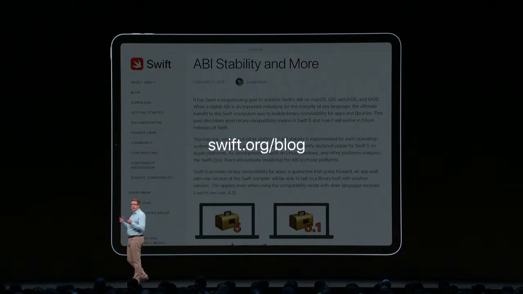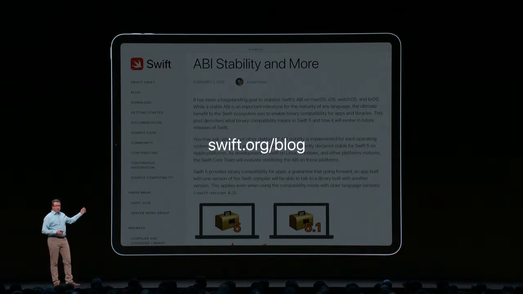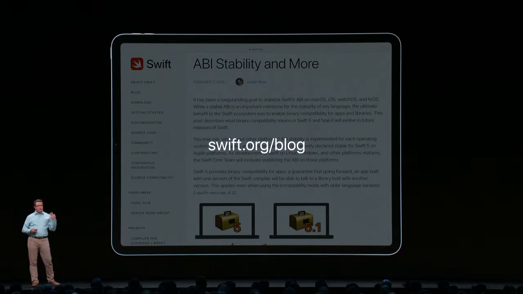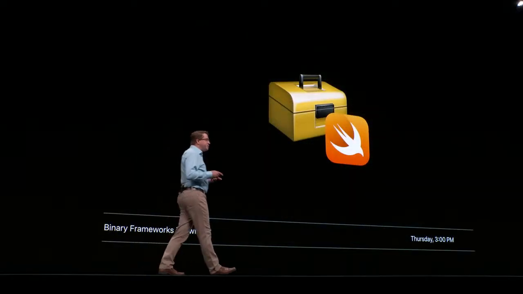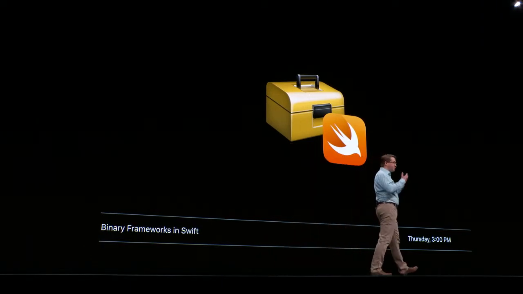Now, there's a lot of really interesting details about ABI stability with something that was in the works for quite some time. If you're interested in finding out a lot more details than we're going to talk about today, Swift.org is a great resource. This is the homepage of the Swift open source project, and there's a couple of really great blog posts about ABI stability. Also, if you're interested in putting binary frameworks to use for your own use, like sharing with others, there's a great talk later this week called Binary Frameworks in Swift. And it talks about some of the considerations you should have when sharing frameworks with others.